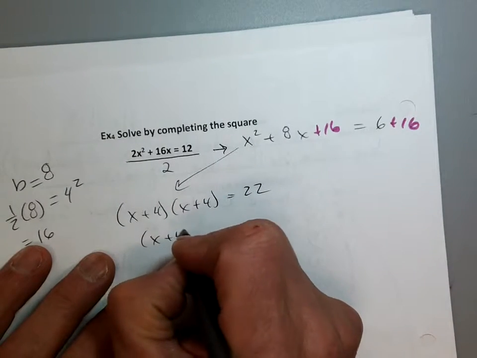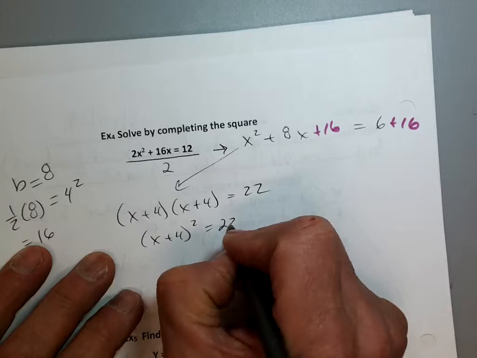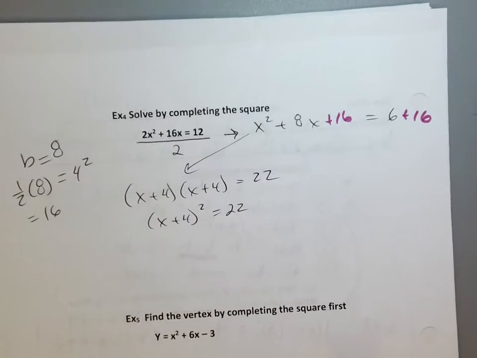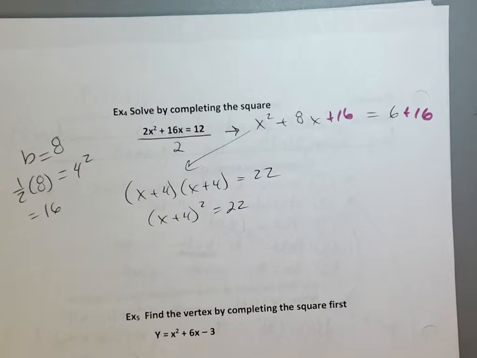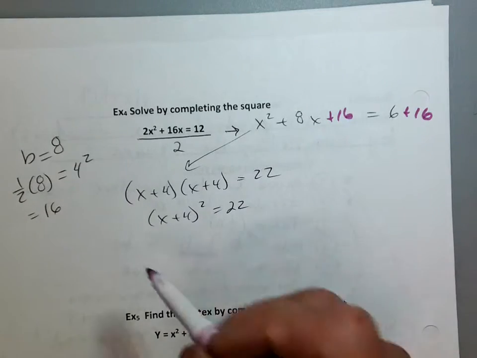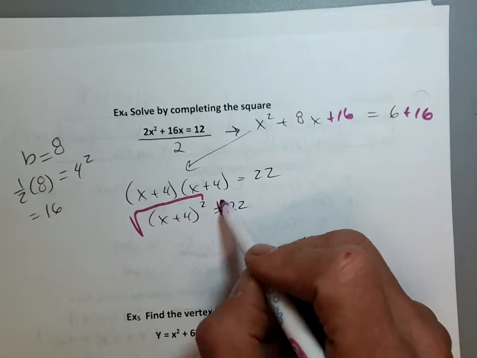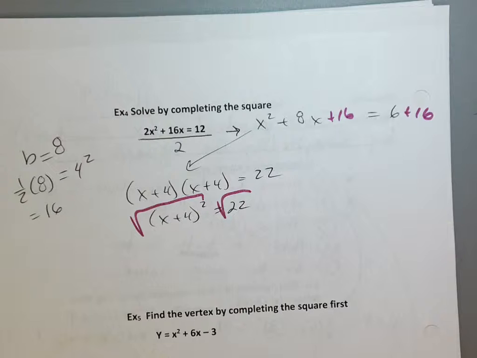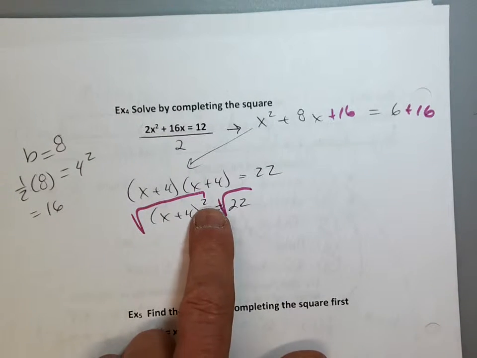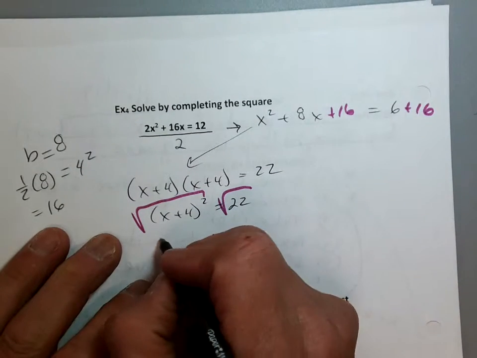X plus 4 squared equals 22, right? Okay, now I'm going to have to square root. It's all right, I can do that, because the square root will get rid of the square, right? So the square root cancels out the square, and all we're left with is just plain old x plus 4.